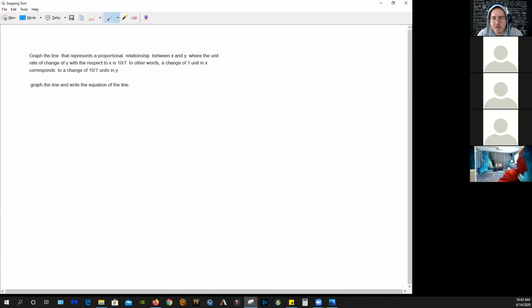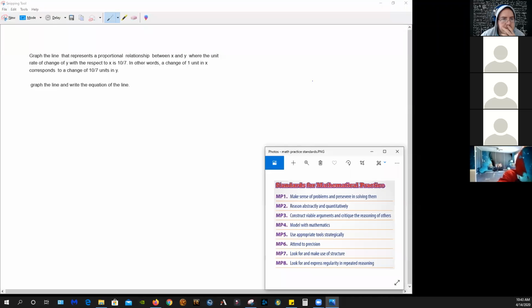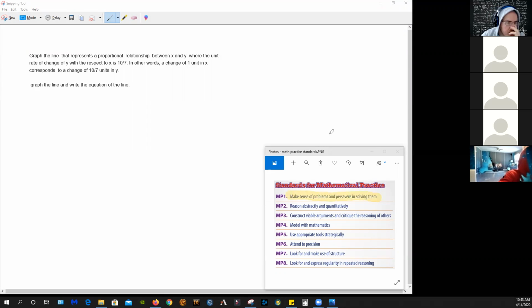Okay, so math practice thing is get back in here. So let's start by just trying to make sense of the problem and then having some perseverance. It says graph the line. So I guess on this lesson, you're going to have a line you actually have to graph that represents a proportional relationship between x and y where the unit rate of change of y with respect to x is 10 to 7.